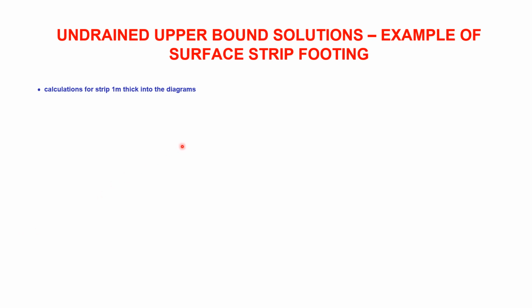So we're going to start with the undrained upper bound solution for a surface strip footing. Remember, all the calculations are for 1 meter into the diagram, 1 meter into the screen.